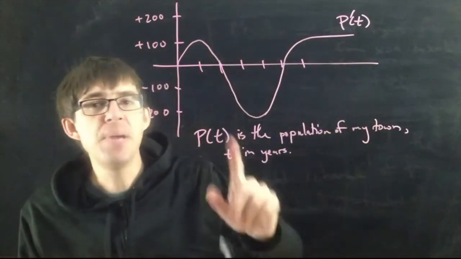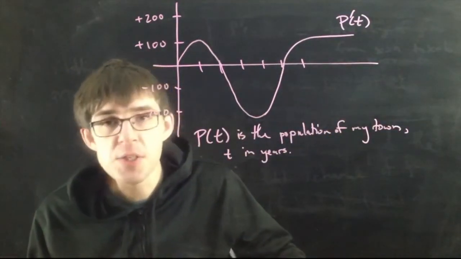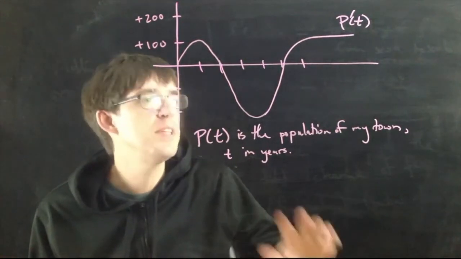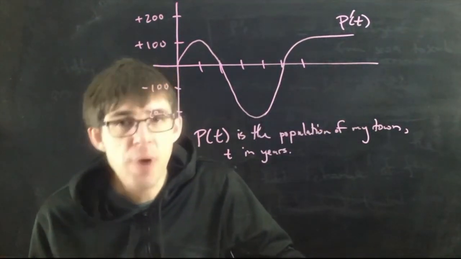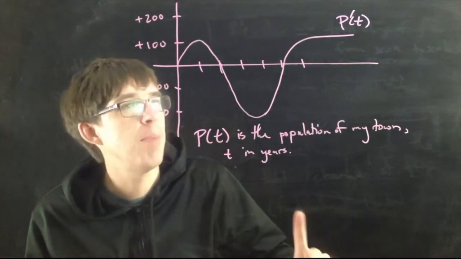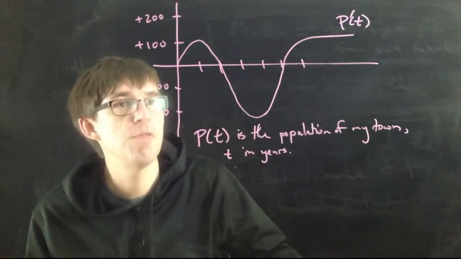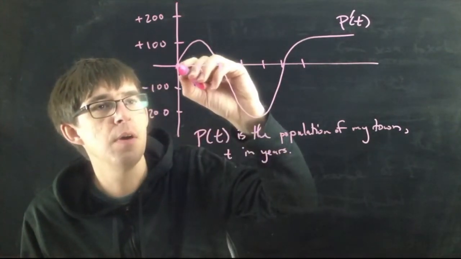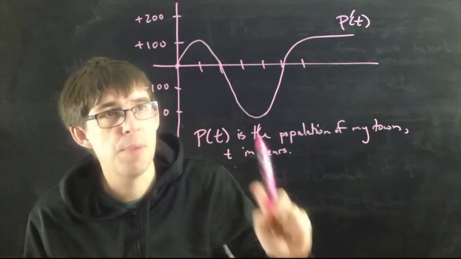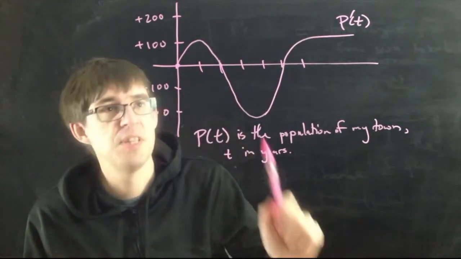All right, in this problem, P of t is the population of my town, say. I just made this up. t is measured in years. And here you see a graph of P prime of t. That is how fast the population is changing over time. So right at the beginning, it starts at 0. That means at time 0, the beginning of year 0, population is not changing.